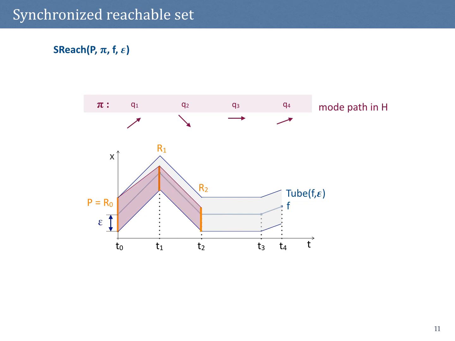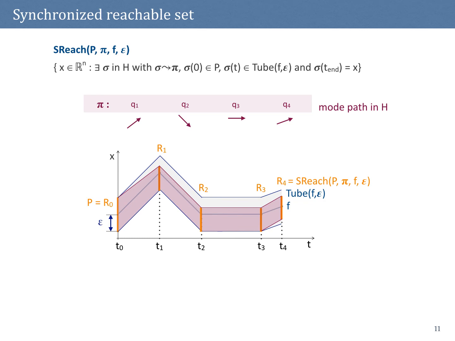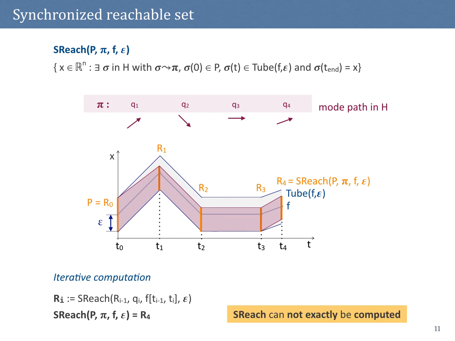We denote by R1, R2, etc. the reachable sets at the switching times. And the final reach set corresponds to the S-reach that we want to compute. Formally, S-reach defines all the final points x for execution sigma, switching synchronously with f, starting at p, and always inside the epsilon tube. Observe that S-reach is computed by iteratively computing the sets Ri that correspond to the synchronized reachable sets for every single piece in the function f. The challenge here is that S-reach cannot exactly be computed.